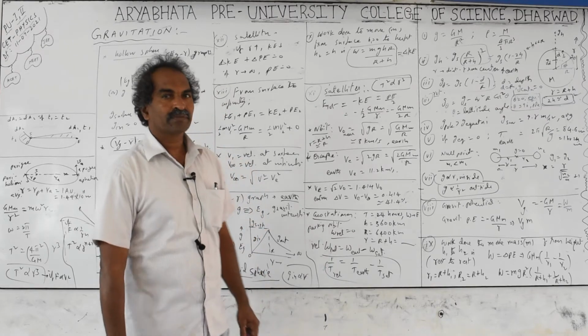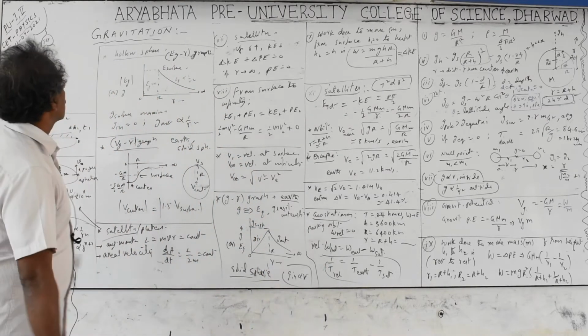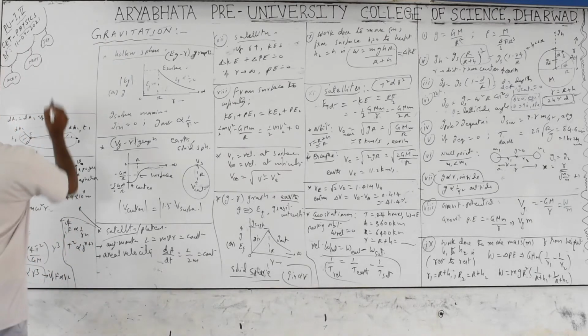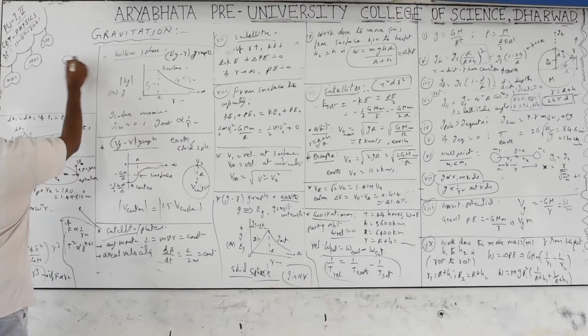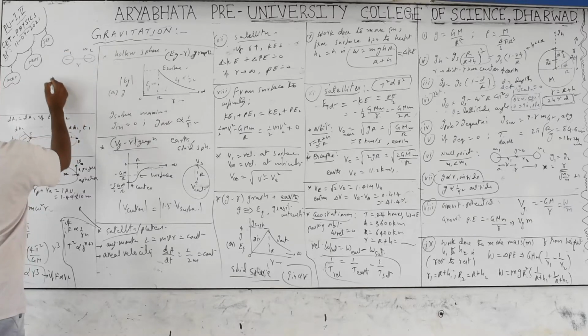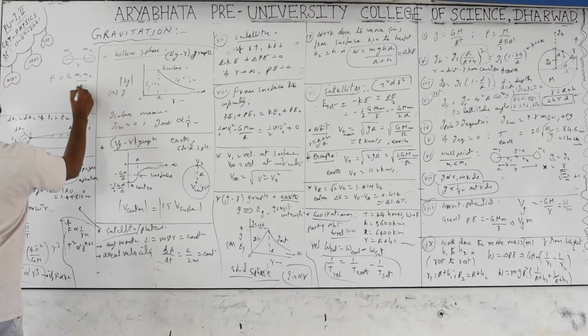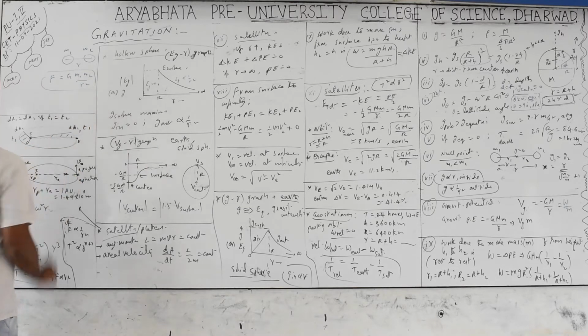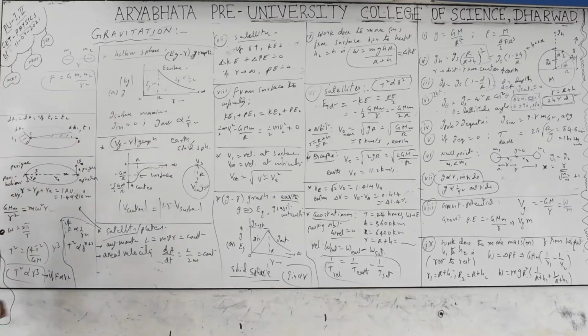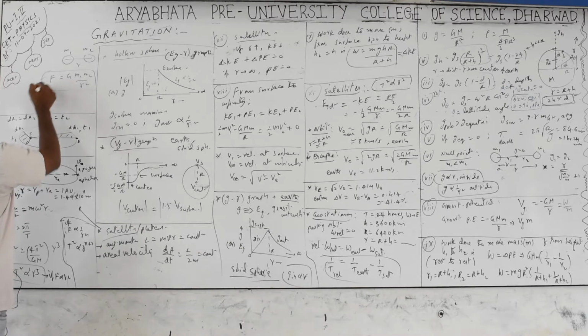Good morning, students. The next topic in physics we're discussing is gravitation. Newton's formula of gravitation you already know. The force between two objects of masses m1 and m2 separated by distance r is given by the formula F equals G m1 m2 by r square. The force is inversely proportional to r square. This is the gravitational force formula given by Newton.